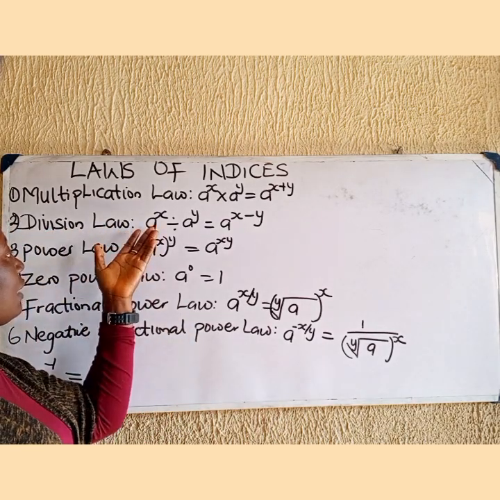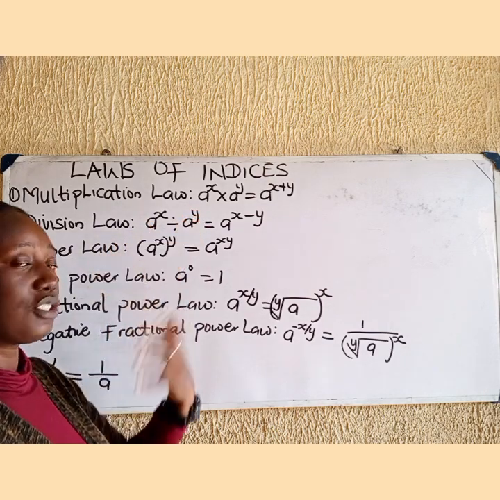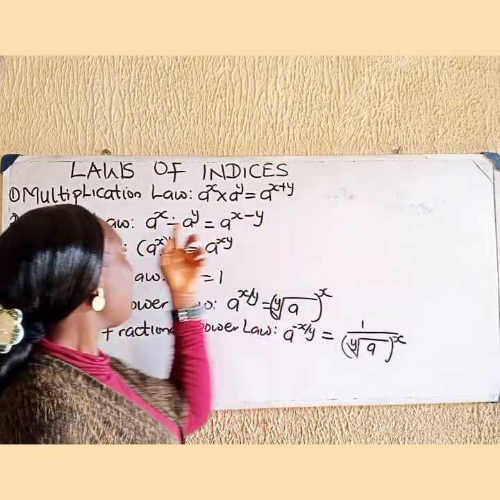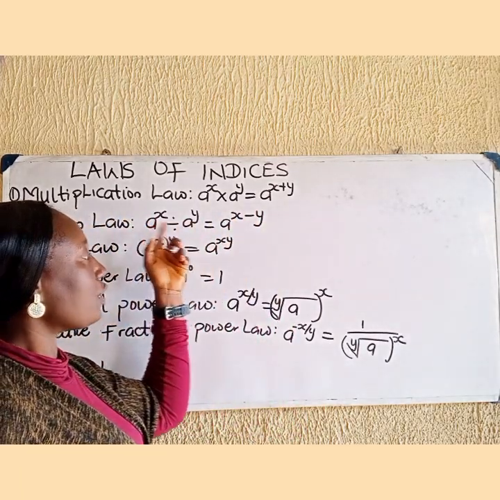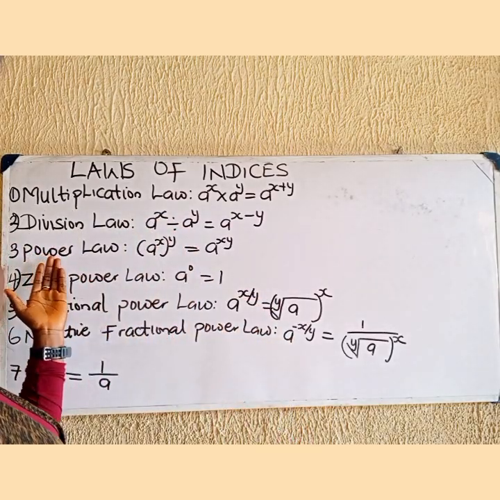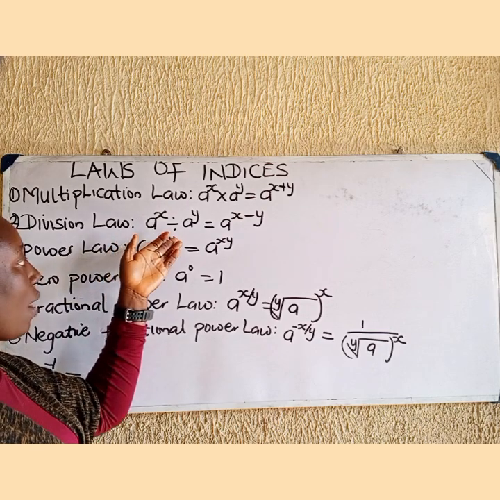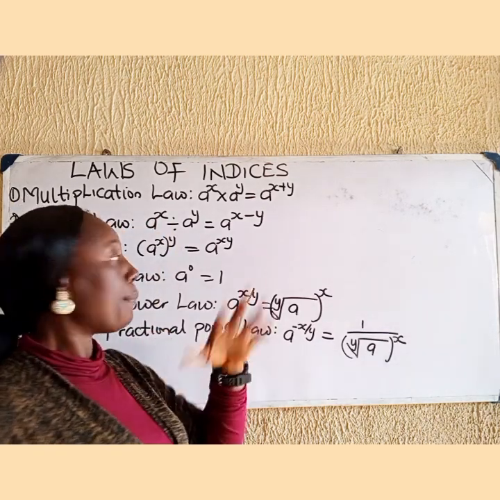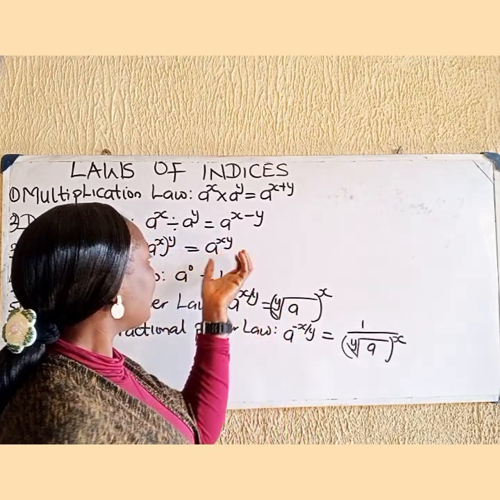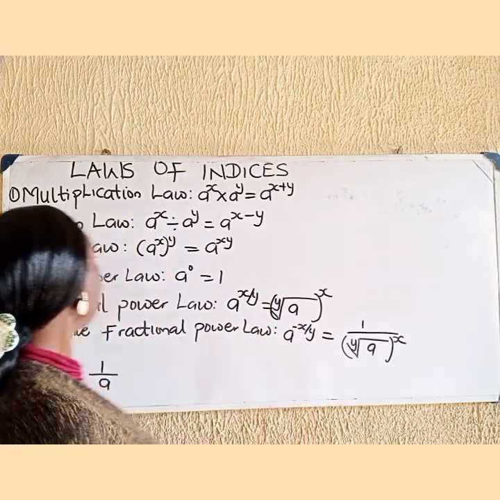And the second one is the division law. It says that when an index number is divided by another index number, the result is obtained by subtracting their powers, provided they have the same what? The same base. Now, the third one is the power law. When an index number is raised to a power, the result is obtained by multiplying the two powers to get a single number that is raised to the base.